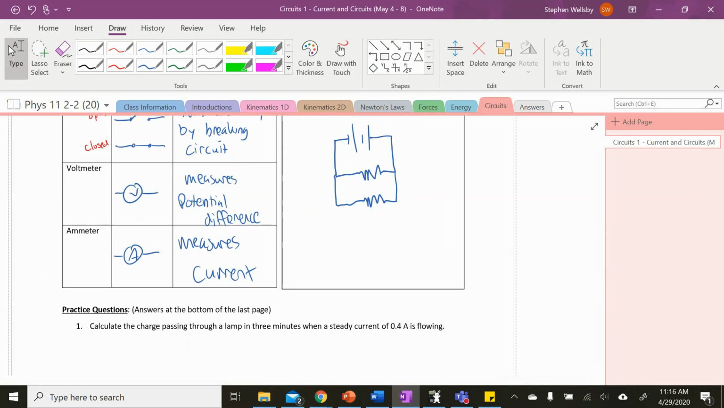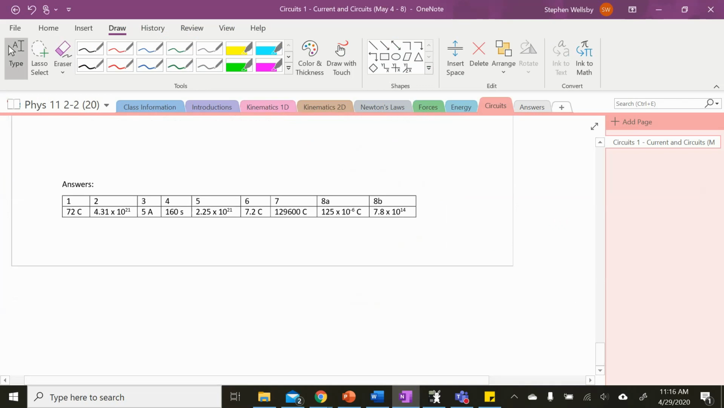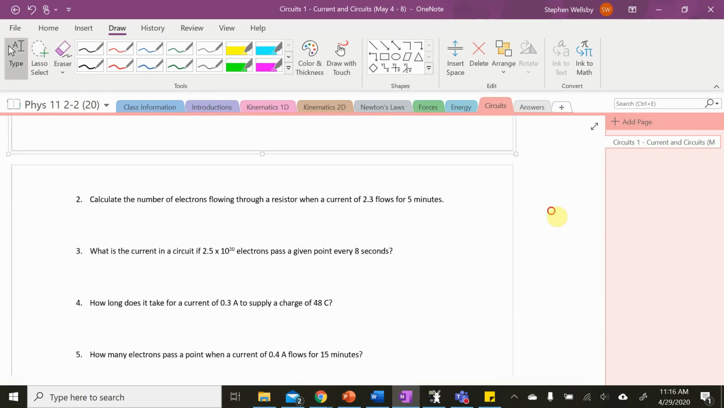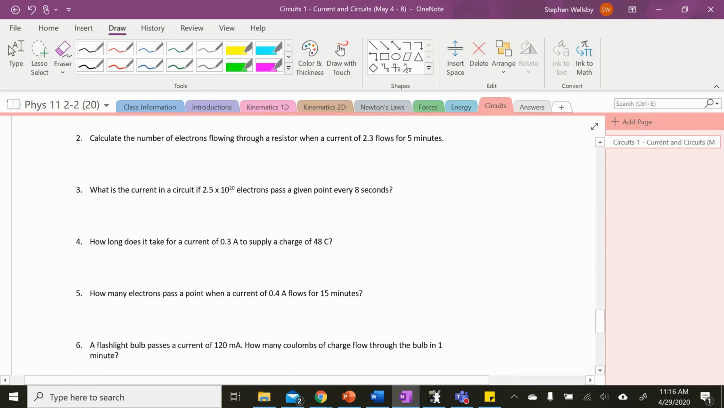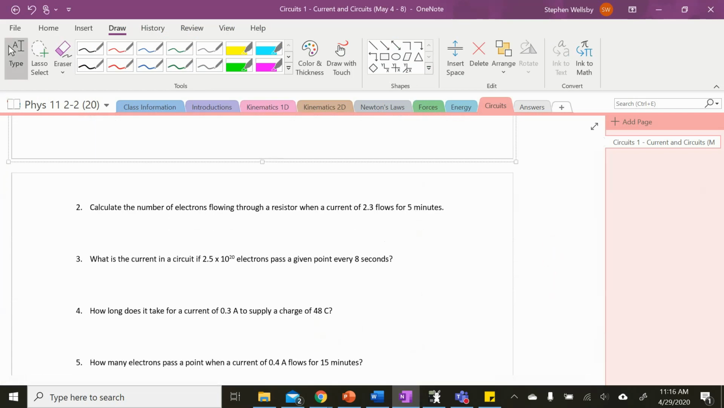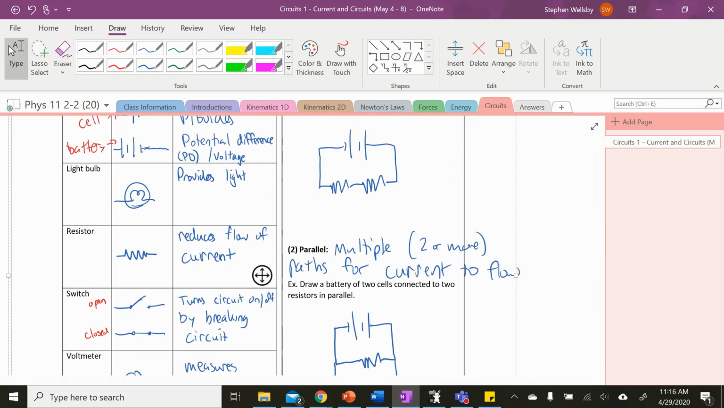And that is it for this lesson. So you've got these practice questions. I encourage you to give those a try. Maybe not all of them, but at least the first half of them. The first 4 of them would be a good start. If you want to do more, by all means do so. And then the homework completion is building parallel and series circuits. And I want you to learn about current in both of those types of circuits.